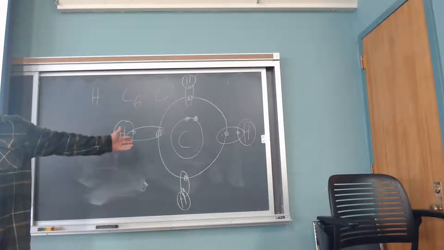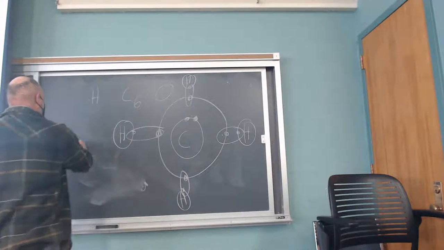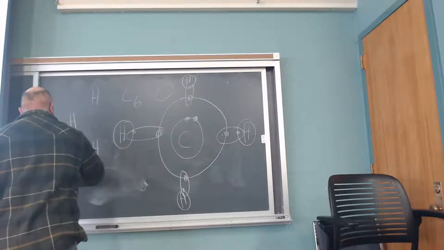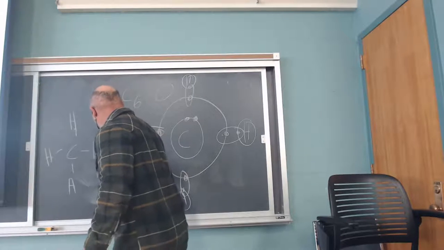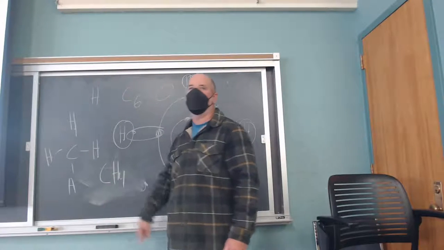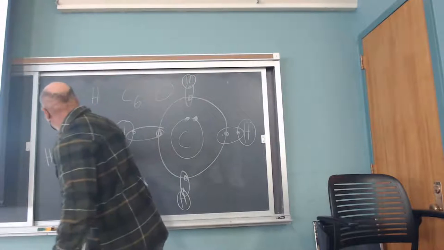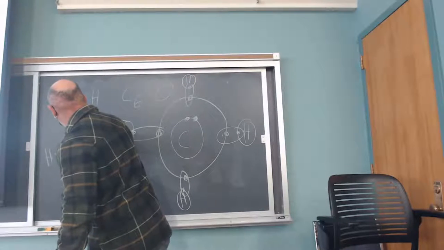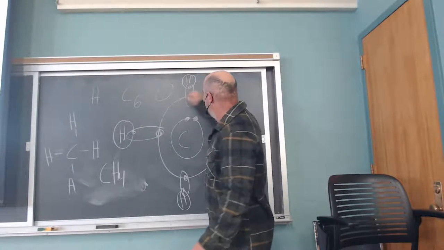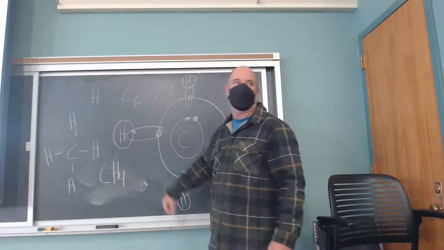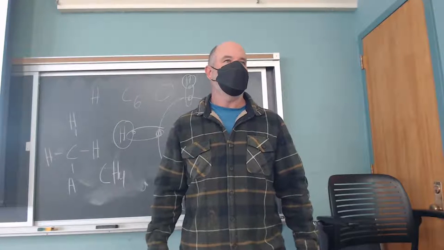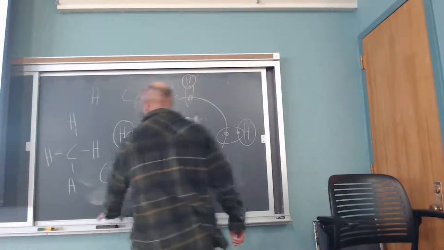What is this molecule? Anybody know? Methane, exactly. And its chemical formula, of course, is CH4. I've got one carbon, four hydrogens, and it's held together by a chemical bond called a covalent bond. It's called a covalent bond because it's sharing these outermost electrons, which are your valence electrons in your valence shell. Hence the name covalent bond. Straightforward? Okay.